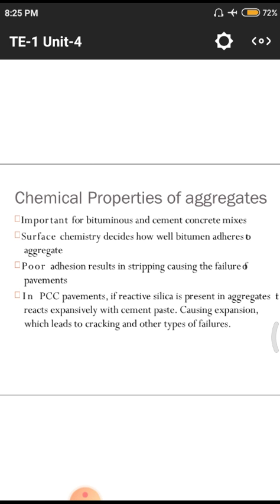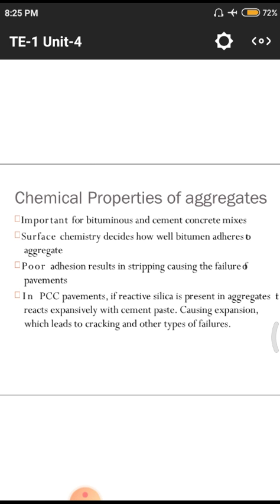Destructive means whenever the load is moving, bond-to-bond breakage will appear. Constructive means they will stick together and give a huge amount of compressive properties. Likewise, we have to observe using the surface chemistry properties. Next one, poor adhesion results in stripping and causes the failure of pavements. Poor adhesion means very, very low properties.